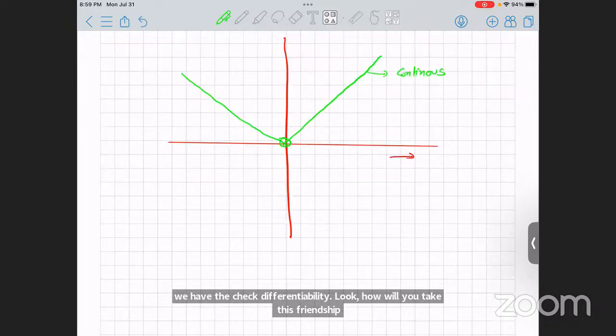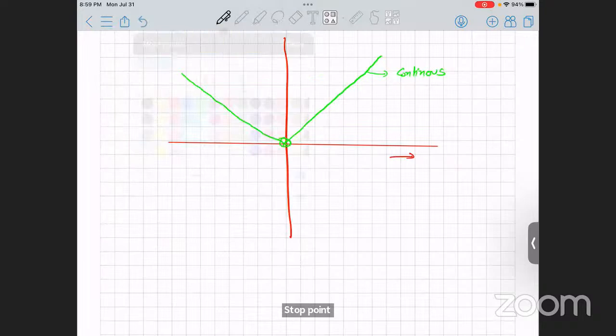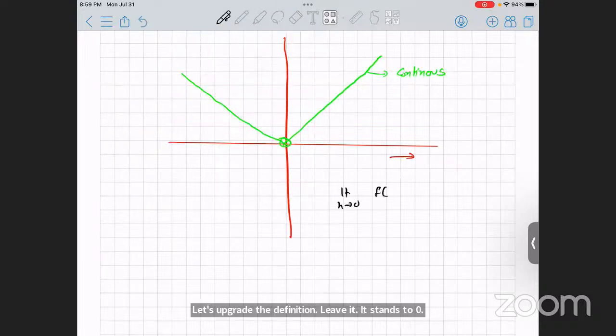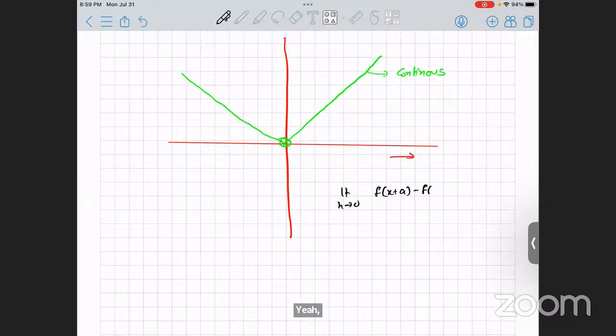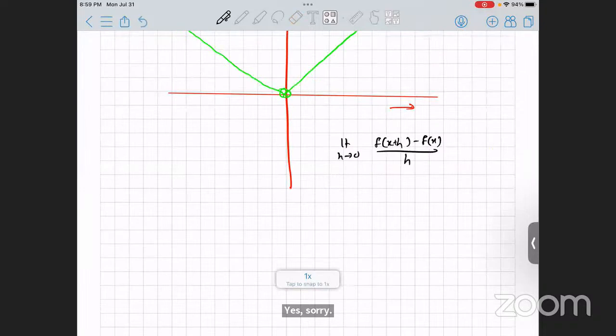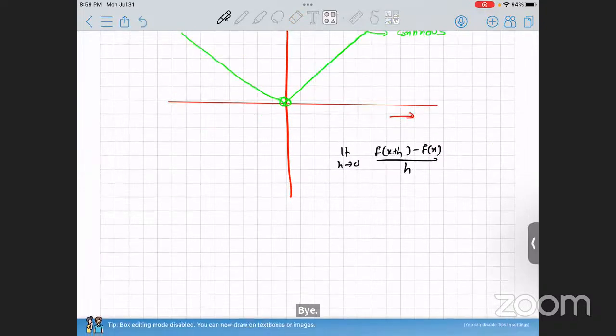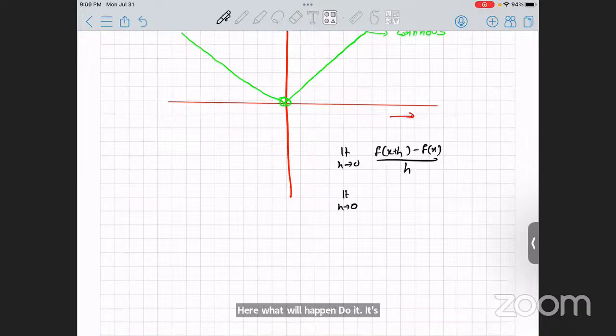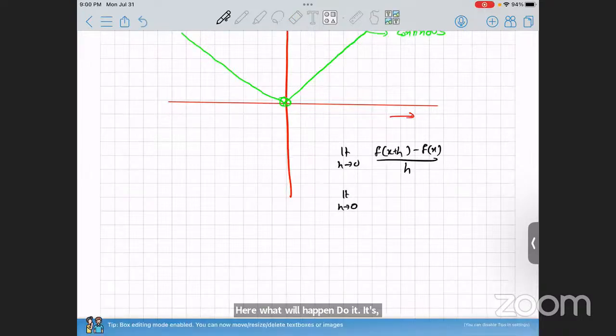Let's apply the differentiability rule: limit h tends to 0, f of x plus h minus f of x, divided by h. So here, what will happen? Look, limit h tends to 0. What will be the f of x plus h?